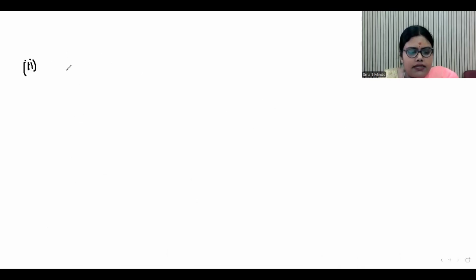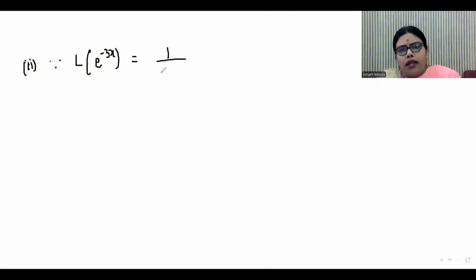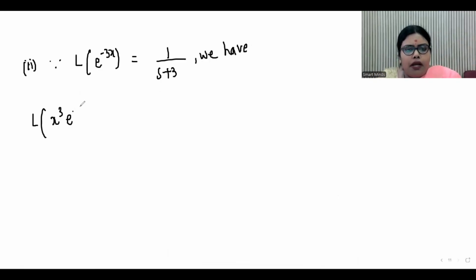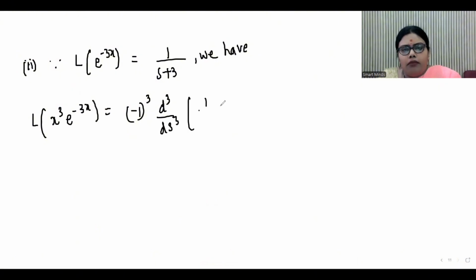Now the second bit is, again, since L of e power minus 3x, what is the formula? 1 by (s plus 3). So what do we have? We have L of x cube e power minus 3x is minus 1 whole cube d cube by ds cube of 1 by (s plus 3). Now if we differentiate this function 3 times, what do you get? 6 by (s plus 3) whole power 4. This is the final answer.